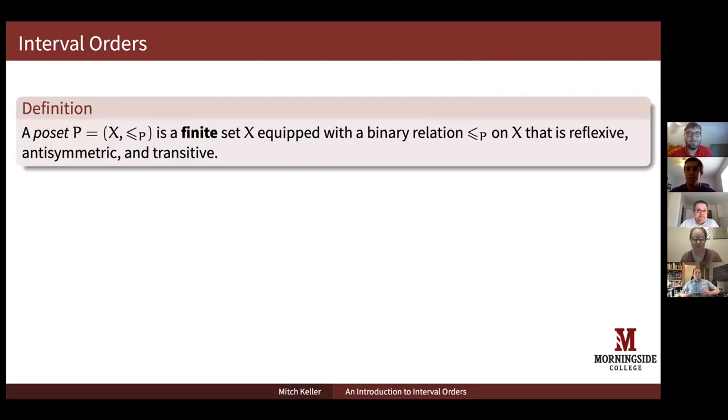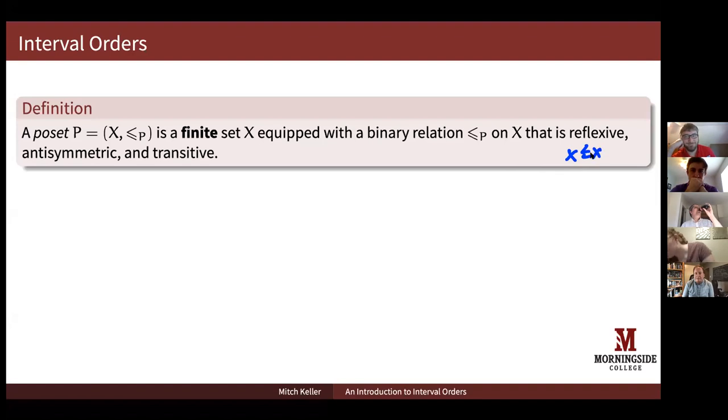So let's start with what I mean by a poset. I've bolded the word finite here because it's not necessary, but I don't like to think about infinite sets or infinite things, okay? Everything I care about is finite, and so there are some obnoxious technicalities one could get into if we were going to allow infinite sets here. So a poset is a finite set with a binary relation that's reflexive, antisymmetric, and transitive. And just to make sure we're all on the same page, right?